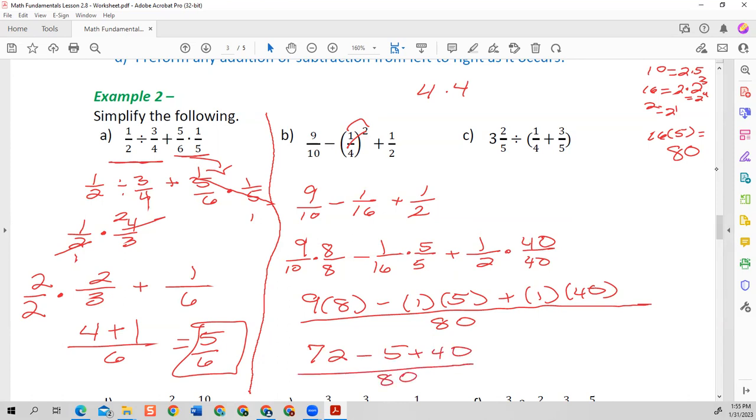So now I'm going to say 72 minus 5 gives me 67 plus that 40. So it gives me what, 107? And if you're ever in doubt, go ahead and double check. It's 107 over 80. And this doesn't reduce.